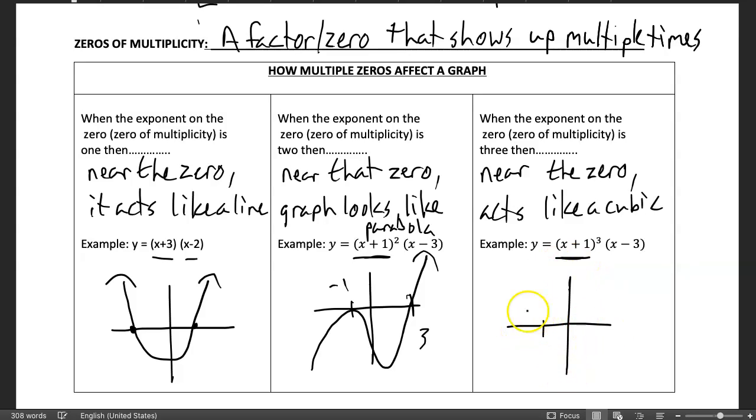For this one, at -1, we saw it sort of flatten out, then curve back down before going back up to 3. So looking at this, it acts sort of like a cubic at -1. For this middle one, it acts sort of like a quadratic.